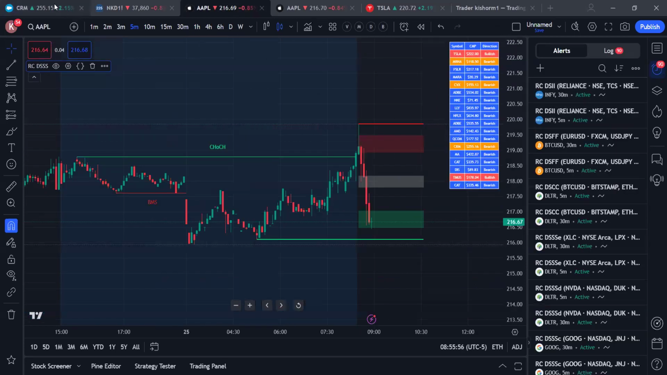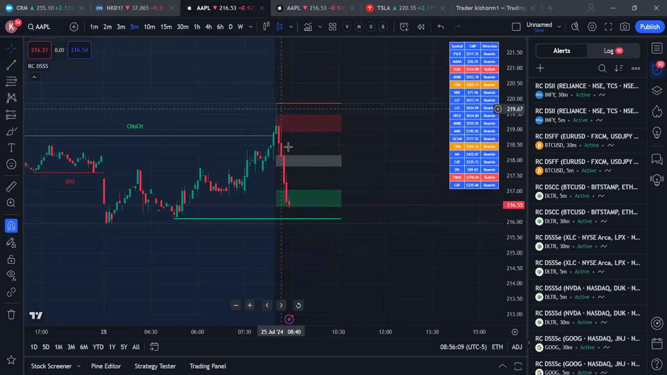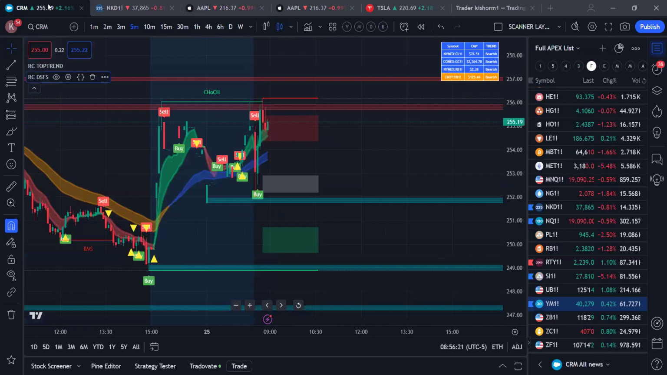Right? Because if you put all the scanners on one screen, there will be performance issues. So that's why what we are trying to do is, so Apple went all the way, touched the resistance, then again dropping all the way to the bottom. Again, it may touch the support a little bit, it may go a little bit down, and again it will start going up. So what was the other symbol, which is CVX?